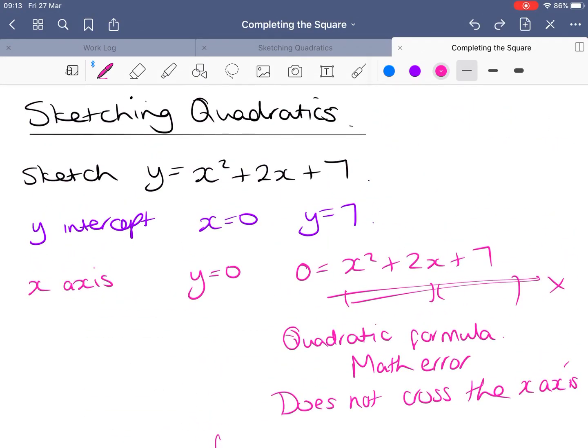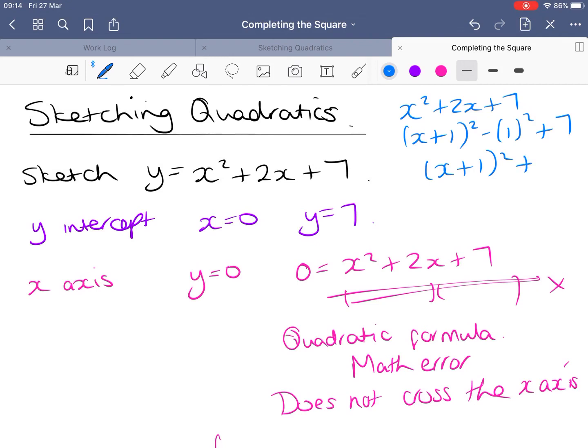So I'm going to do this on the side. So I'm going to do it up here. So I've got x squared plus 2x plus 7. So again, it's going to become x plus 1 squared, take away that extra 1 squared, plus 7. So I've got x plus 1 squared minus 1 plus 7, which is going to be plus 6. So my minimum point is going to be when this is 0. So when x is minus 1, this is my minimum point.